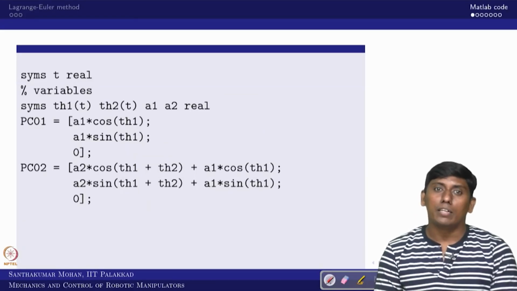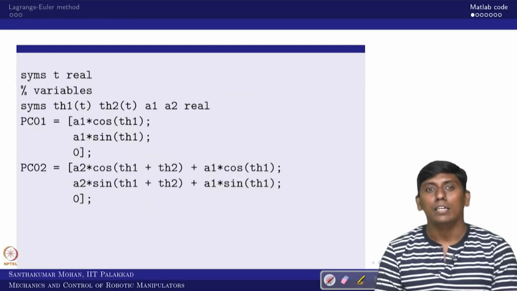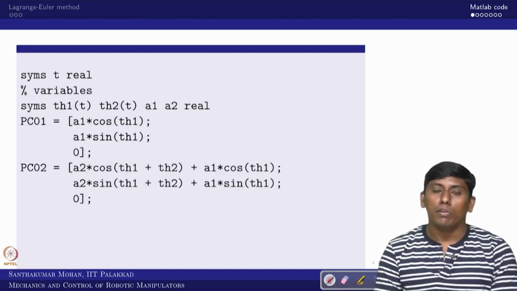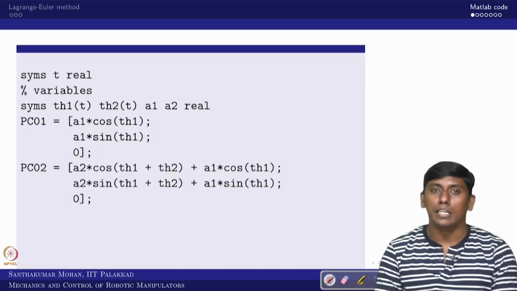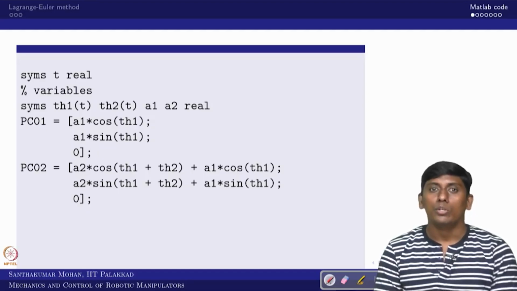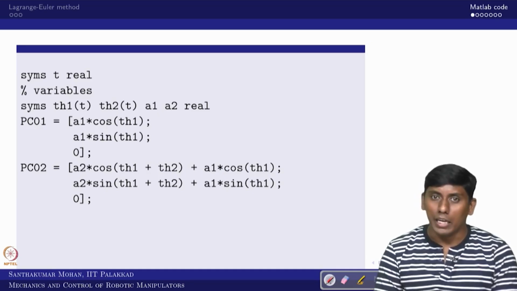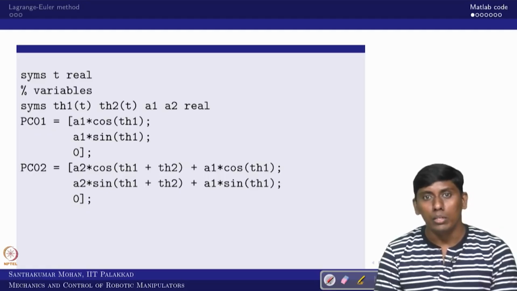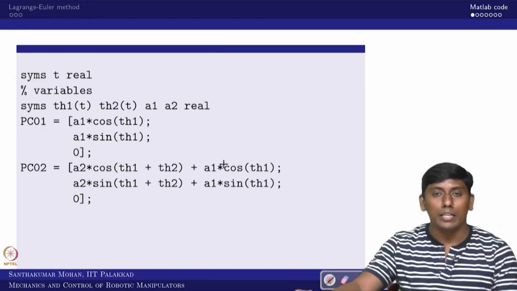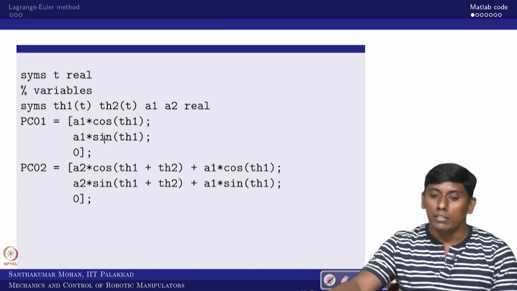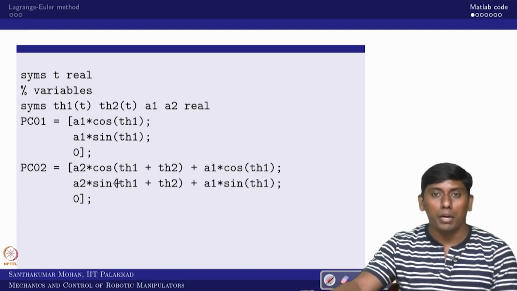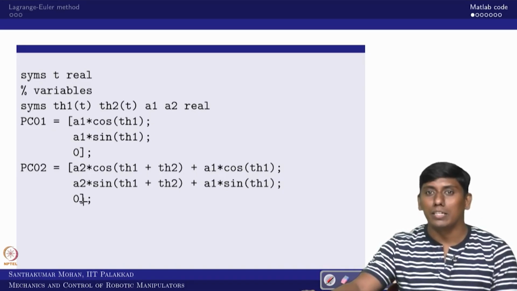First we are trying to find the location of center of mass. For finding that, we can use again the same equation we used in the DH table and DH representation. Your forward kinematic model will give you the location of center of masses, which I have taken already. PC01 is the location of center of mass of link 1, and PC02 is for link 2. This is equivalent to x1, this is equivalent to y1, and this is x2, this is y2, and z1 and z2 are 0 because it is in a plane.